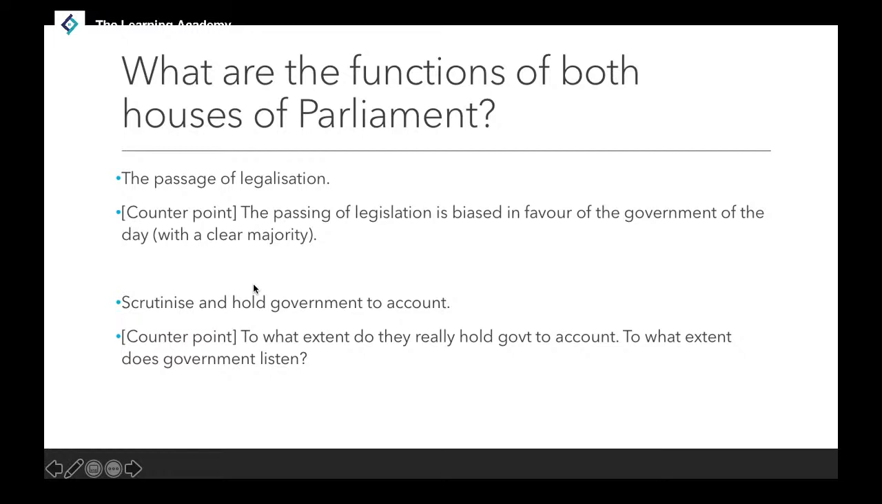Okay, so you could really ask the question: to what extent does the government really get held to account using these two methods? And then, if it is the case that they are getting held to account, to what extent does the government even listen or even care about the fact that they're recommending something? They've got the votes to do whatever they want. That's the argument there.